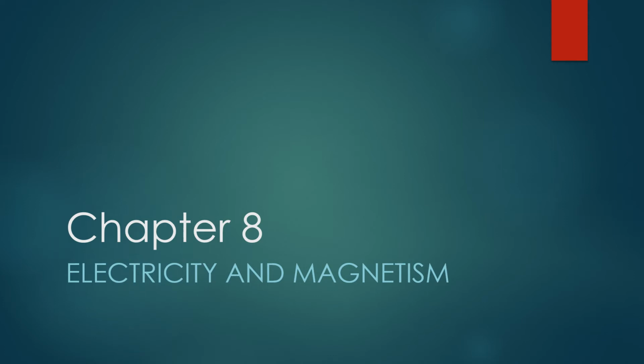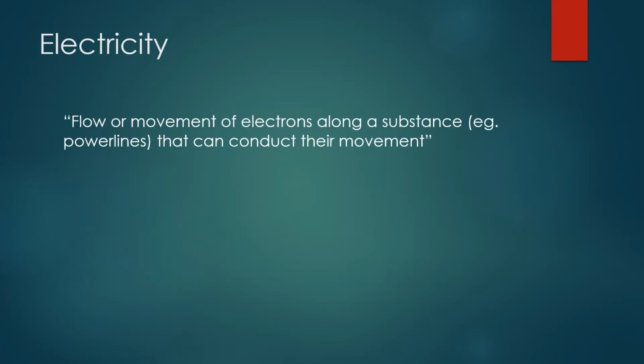Chapter 8 is all about electricity and magnetism. Electricity is the flow or movement of electrons along a substance.